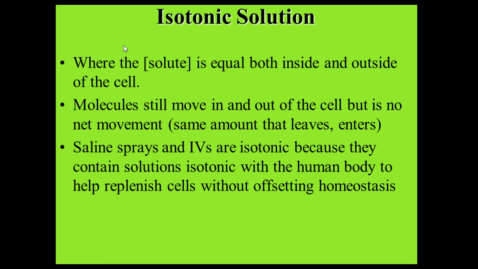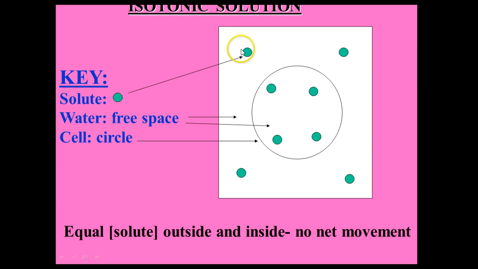Isotonic solutions. This is where the solute is equal both inside and outside of the cell. Molecules still move in and out of the cell, but there is no net movement. Same amount that leaves enters. Saline sprays and IVs are isotonic because they contain solutions isotonic with the human body to help replenish cells without offsetting homeostasis. And I'll talk a little bit more about these examples down at the bottom when we get to a different slide. But this is isotonic.